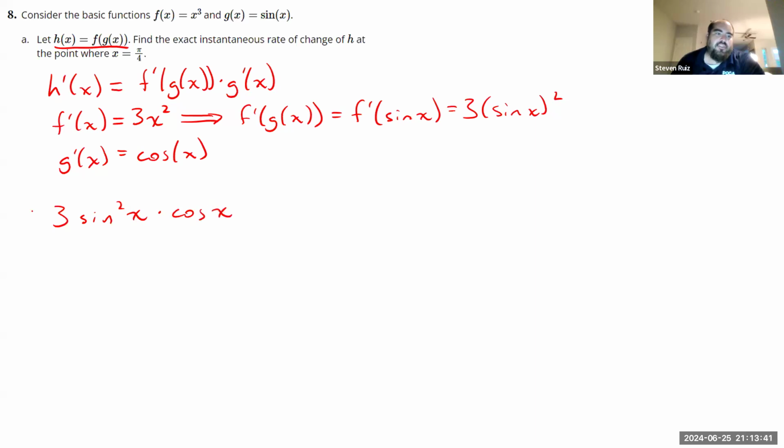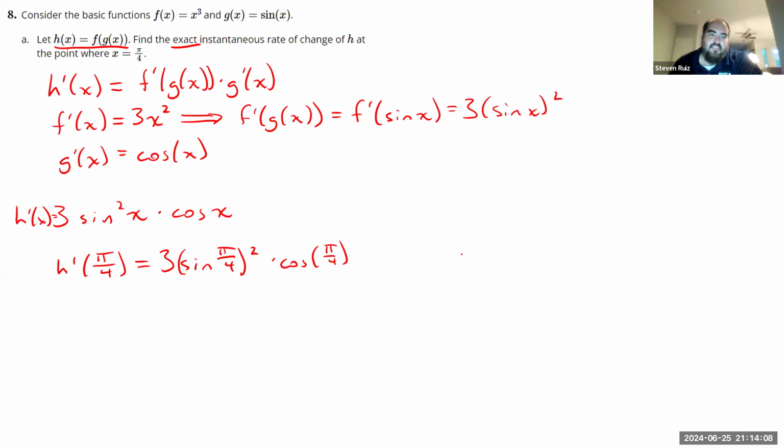So here's my derivative. This right here is h prime of x, but I want to evaluate that at pi over 4, and I want to do that exactly, which means I'm not going to approximate anything using a calculator. So 3 times the sine of pi over 4 squared times the cosine of pi over 4.